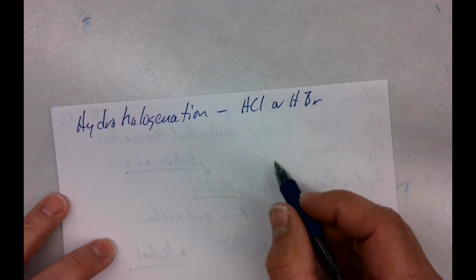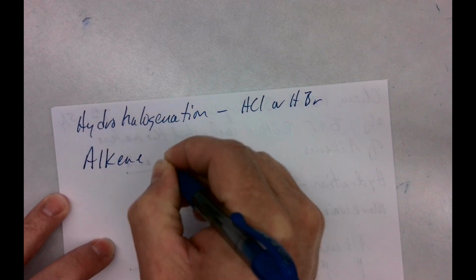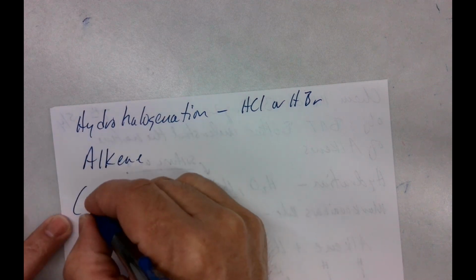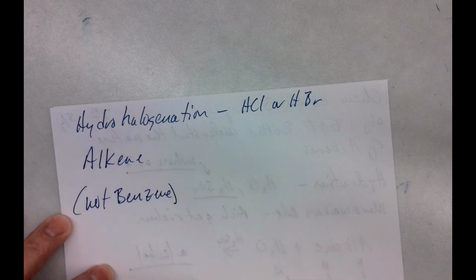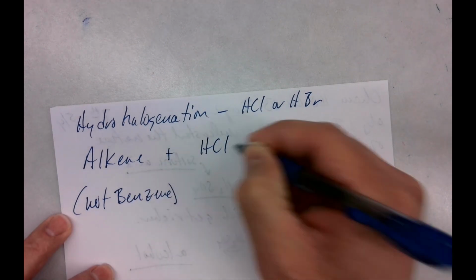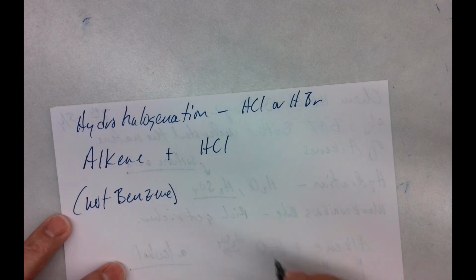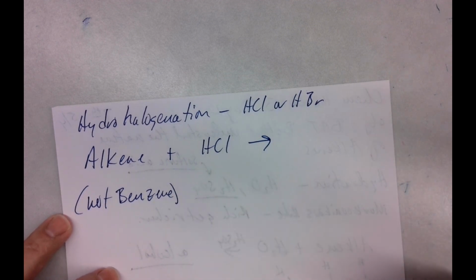Now, again, I'm going to take an alkene. Now understand, this does not apply to benzene rings. Okay, it does not apply to benzene rings. This is an alkene, and I'm going to add to it HCl. Okay? Now, why do I not need a catalyst here? Why don't I need like an H2SO4 or something?